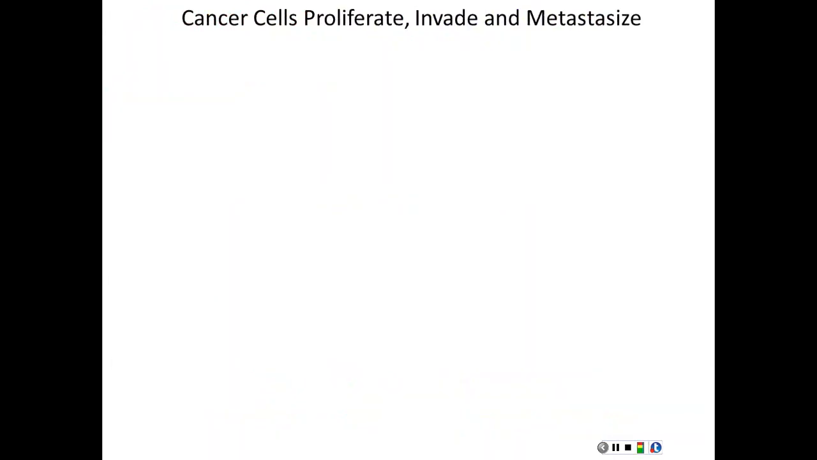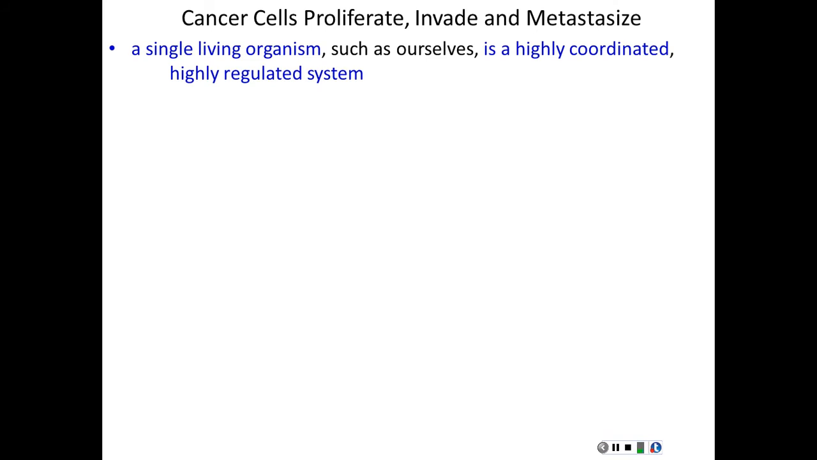So there are three main characteristics that define cancer cells. They are proliferative, which means they divide uncontrollably. They are invasive, which means they can get into other tissues and among other cells where they don't belong. And they can metastasize, which means they can spread from one organ system to another.